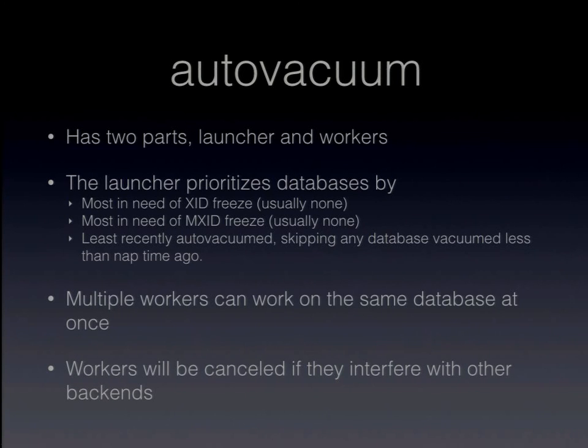DDL. What can actually cause an autovacuum worker to be terminated? For example, when it tries to truncate the end of the heap, that requires some locking, and if somebody else needs the table, it will do it.